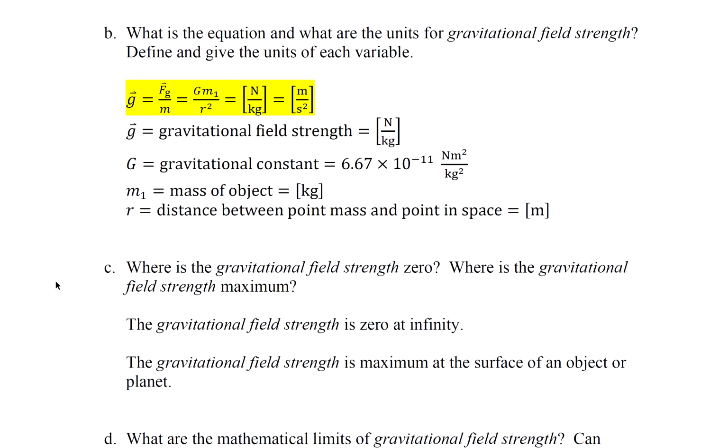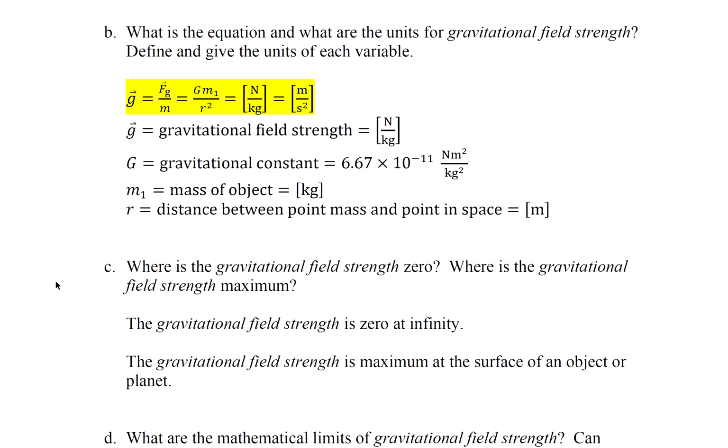Part B, what is the equation and what are the units for gravitational field strength? Define and give the units of each variable. So gravitational field strength is G M over r squared. Has the units here of newtons over kilograms, or meters per second squared. Something you're very used to.